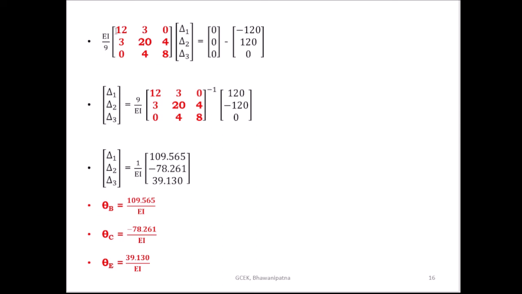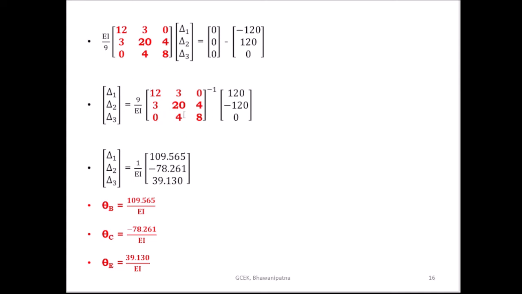Then here this is the expression. Here you take delta 1, delta 2, delta 3 is equal to 9 by EI times the matrix [12, 3, 0; 3, 24, 0; 4, 8, minus 1]. So this is the inverse of the stiffness matrix, this is the force matrix, and this is the displacement matrix. Then first find out the inverse of the stiffness matrix.